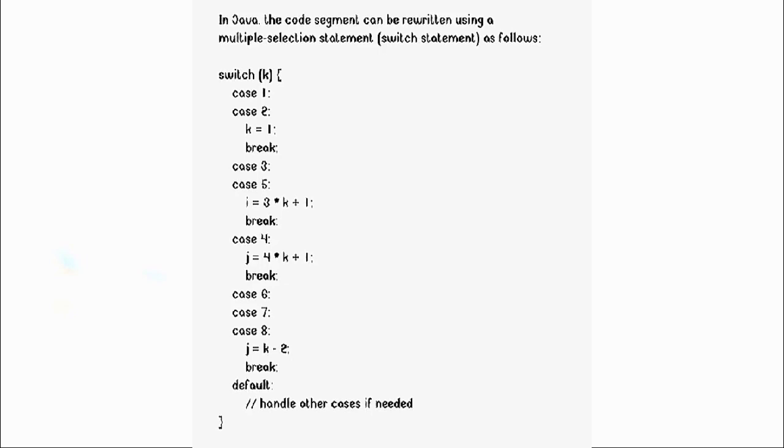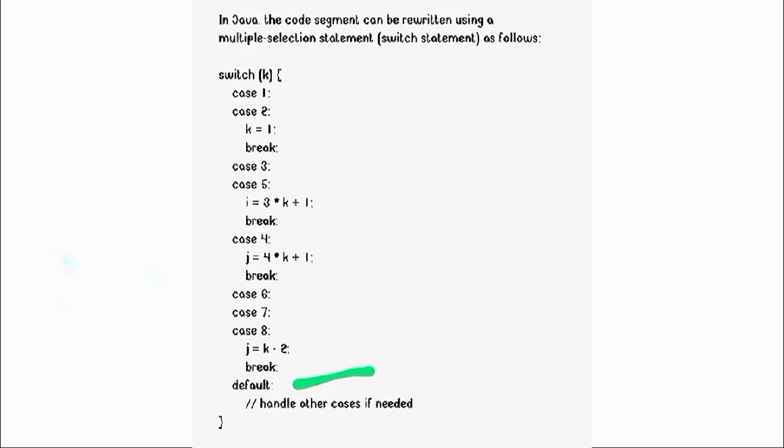After the code inside the case block is executed, the break statement is used to exit the switch statement and prevent the execution of subsequent case blocks. This ensures that only the code corresponding to the matched case is executed. If none of the cases match the value of key, the default case is executed.